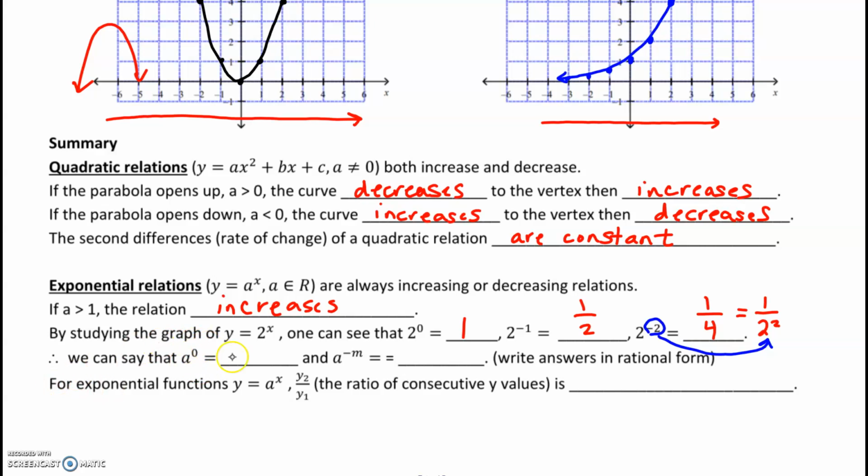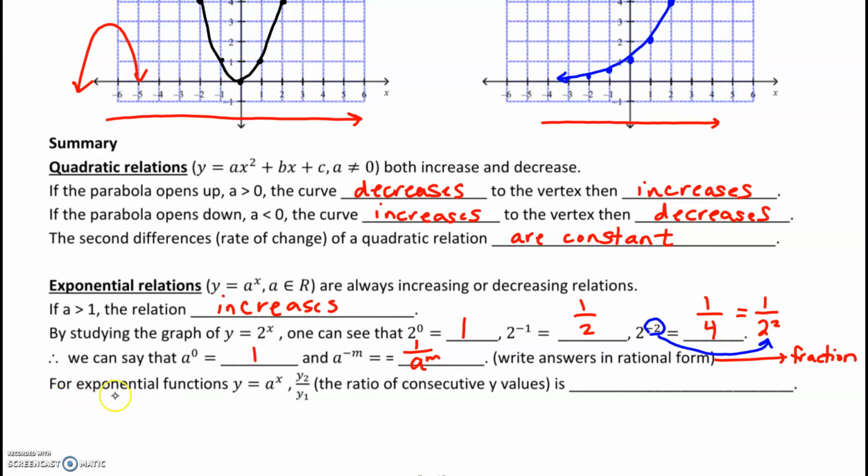So we can say that a to the 0 is 1. We already know that. A to the negative m, so we're going to use what I have circled right here in blue. A to the negative m. If I want to make that negative m positive, I just have to put it over 1. So it's 1 over a to the positive m. And all our answers are going to be written in rational form. And rational form is just, we're going to write it as a fraction. No decimals like we did in the table of values.